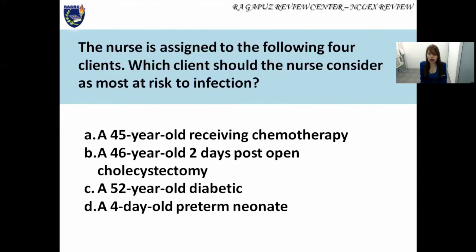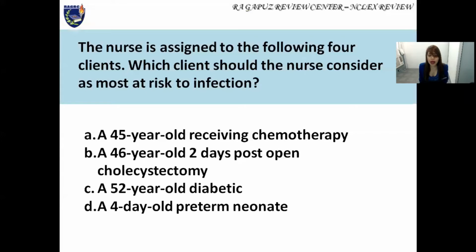So letter A, a 45-year-old receiving chemotherapy, that is not falling under the very old category. Letter B, a 46-year-old with a post-open cholecystectomy. Letter C, a 50-year-old diabetic. Or letter D, a 40-year-old preterm baby.